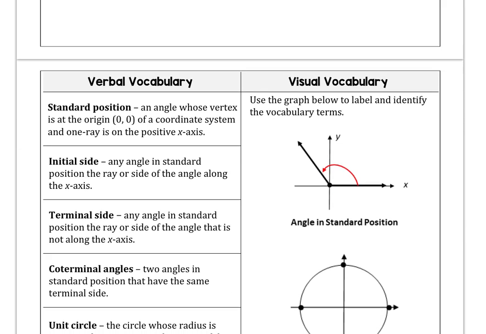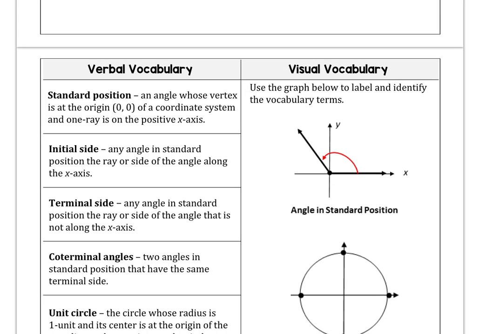A standard position is an angle whose vertex is at the origin of the coordinate system, and one of the rays is sitting on the positive x-axis. That's known as the initial side. That would be this side right here. The terminal side is the ray or the side of the angle that is not along the x-axis. That would be this ray right here.